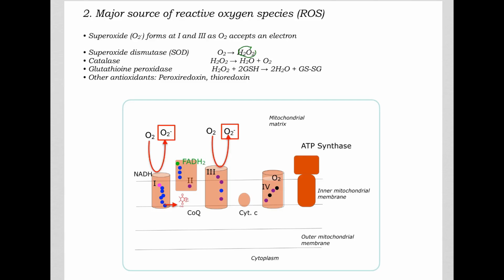The hydrogen peroxide that is formed by superoxide dismutase is then eliminated or destroyed by 2 enzymes, catalase and glutathione peroxidase. Catalase converts hydrogen peroxide into water and oxygen, while glutathione peroxidase converts the hydrogen peroxide into water with the help of glutathione. There are several other antioxidants present in the mitochondria. Examples are the redoxins, thioredoxin, and peroxyredoxin.